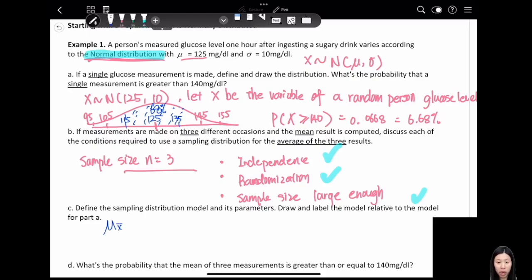this is the symbol of the mean of a sampling distribution, which equals the population mean, and sigma sub x bar equals the parent sigma divided by the square root of the sample size. So we know that the sample mean equals 125. We don't need to do anything. And then sigma equals 10 divided by the square root of the sample size, which is 3. So it's 10 divided by square root of 3.